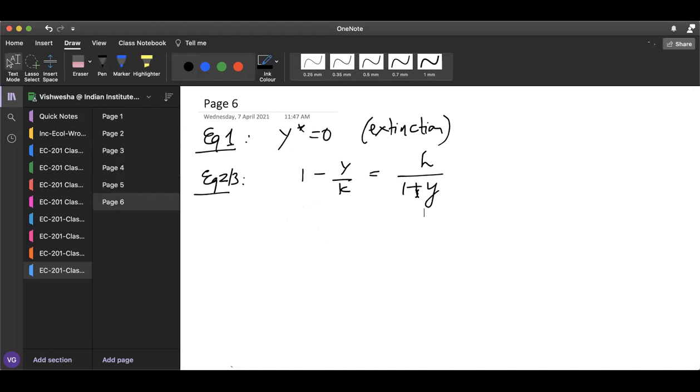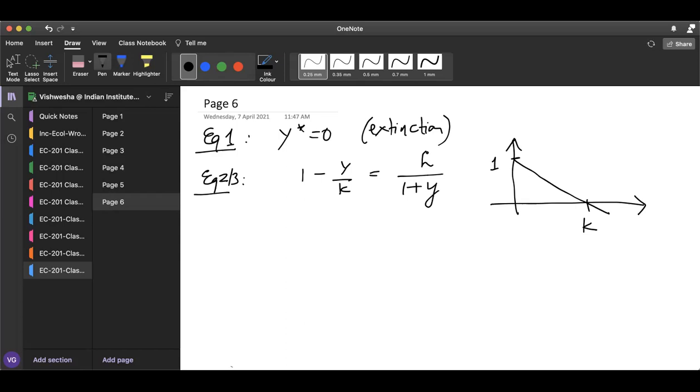Is that fine? Okay, so we need to solve this equation. Again, think graphically. Let us think about this graphically. What does this mean? It is basically the intersection of two curves, right? The first curve is the left-hand side, which starts at 1 and hits k. And the right-hand curve is h divided by 1 plus y.